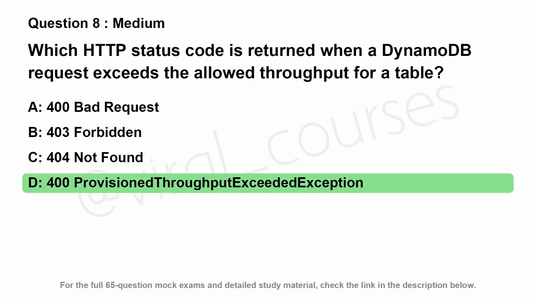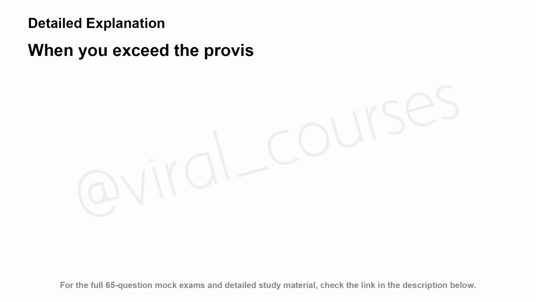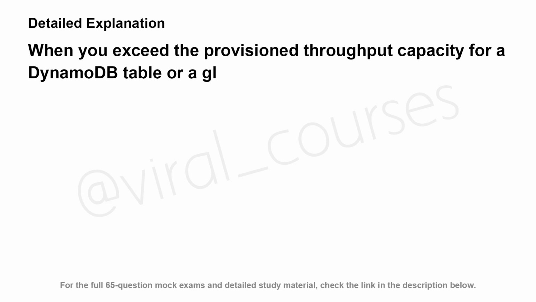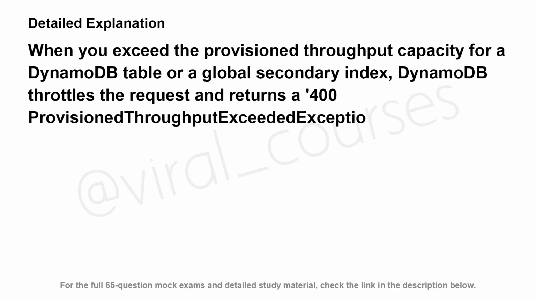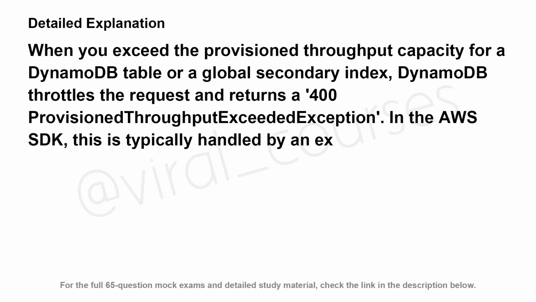The correct answer is D. When you exceed the provisioned throughput capacity for a DynamoDB table or a global secondary index, DynamoDB throttles the request and returns a 400 ProvisionedThroughputExceededException. In the AWS SDK, this is typically handled by an exponential backoff algorithm.